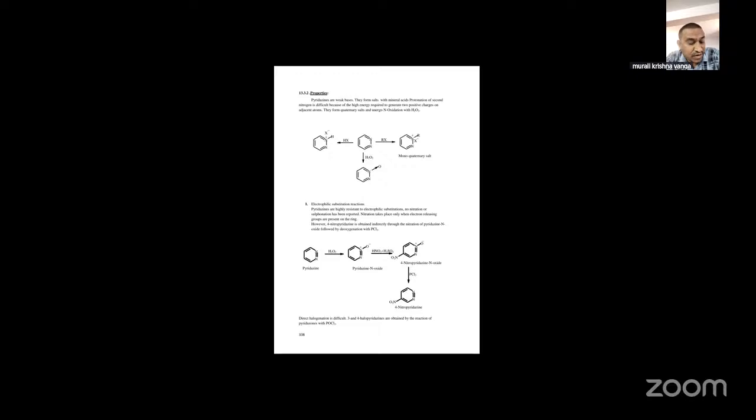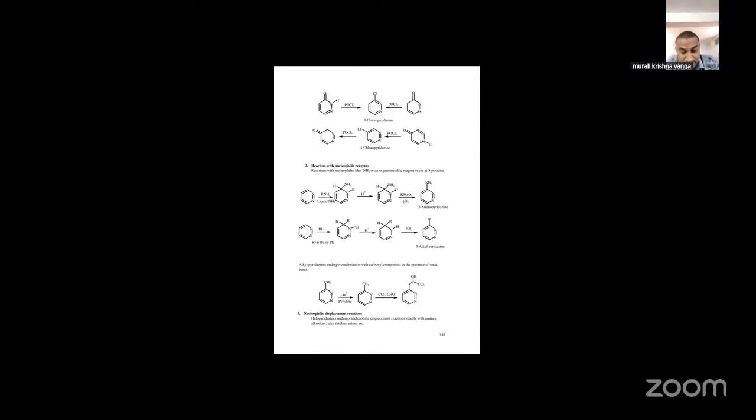However, 4-nitropyridazine is obtained readily through the nitration of pyridazine N-oxide followed by deoxygenation with PCl3. Pyridazine reacting with hydrogen peroxide gives pyridazine N-oxide, then nitration gives 4-nitropyridazine N-oxide, then finally elimination of the oxygen atom gives 4-nitropyridazine.